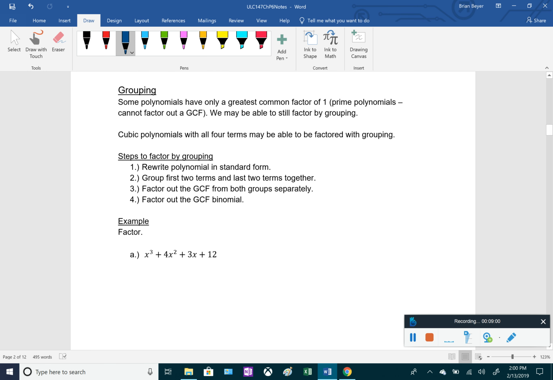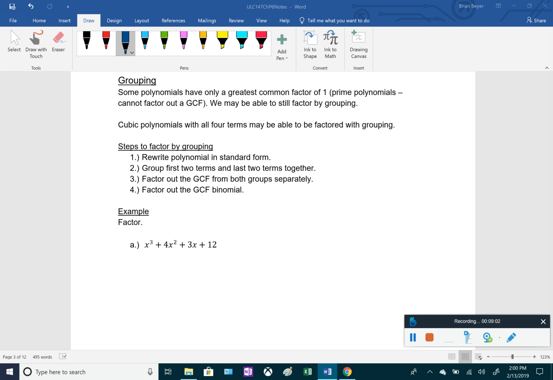The next one is going to be grouping. Not every polynomial is going to have a greatest common factor, so we might have to try it by grouping. And a hint here, this won't always work, but it will work a lot of the time for us. If we have cubic polynomials with all four terms, meaning we have the cube term, the squared term, the x term, and the constant, we may be able to do it by grouping. That's a good spot to start.